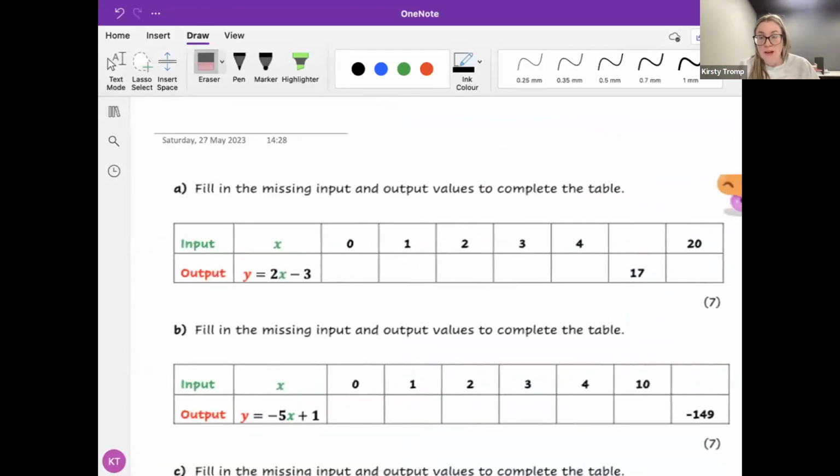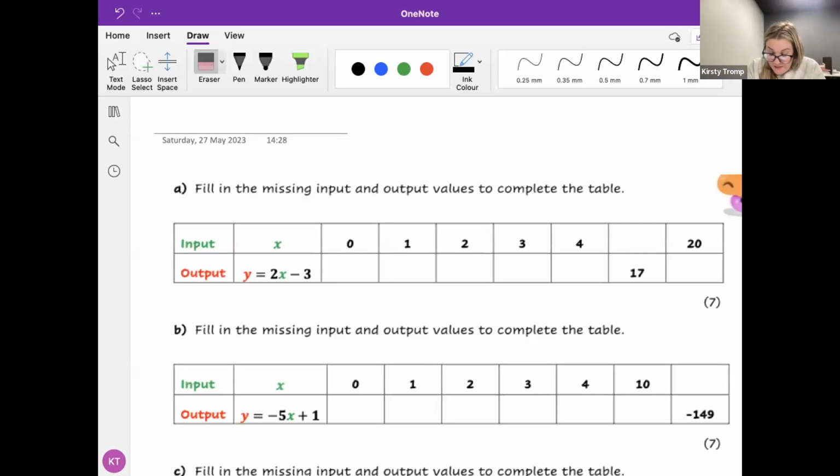Okay, so for this section, we've got some tables in front of us, and it says fill in the missing input and output values to complete the table. They've said that the input is X, and we spoke about this on Monday and last week as well. An input value is normally the X value, and the output value is the Y value. They've done it in green, and they've done it in red.